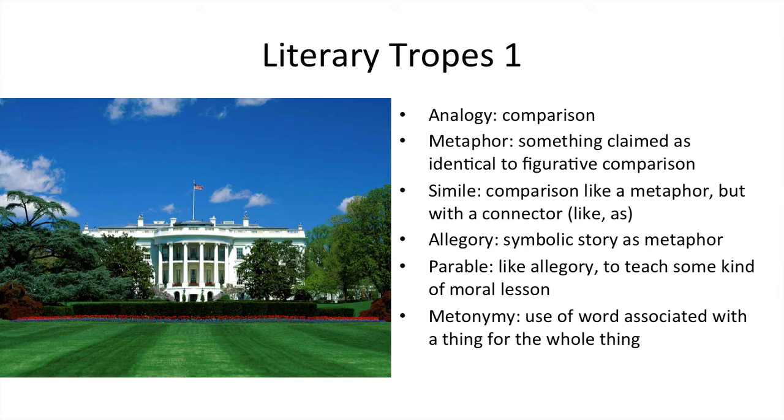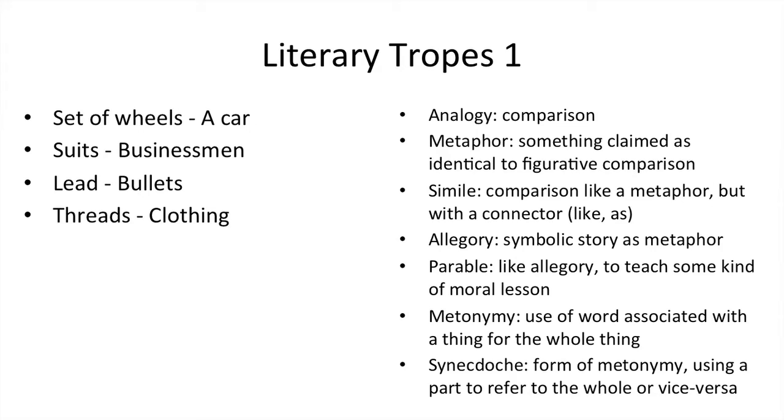And metonymy, that's a use of a word associated with a thing for the whole thing. For instance, to say the White House when you're not just referring to the building, but you're referring to the government, to the president and his administration. While synecdoche is a form of metonymy, very closely related. That's using a part of a whole to refer to the whole, or vice versa. For instance, using lead, which is something that bullets are made of, to refer to bullets figuratively.